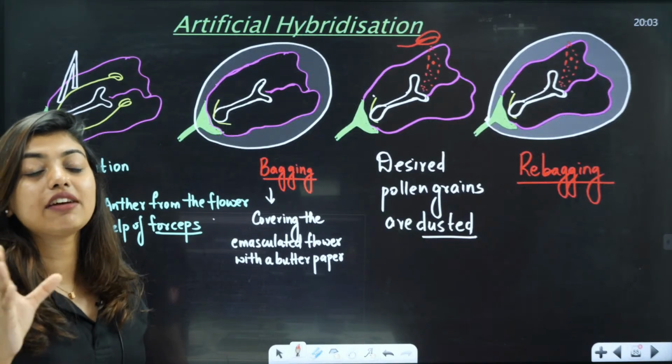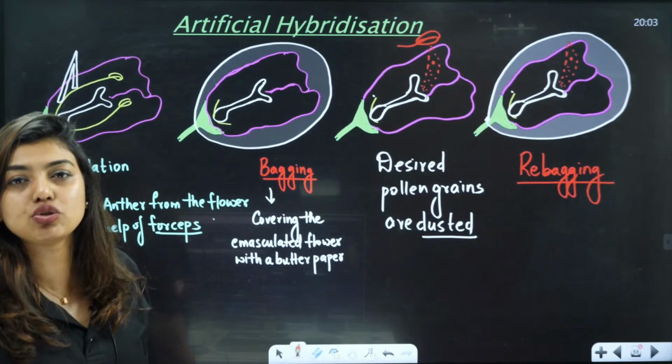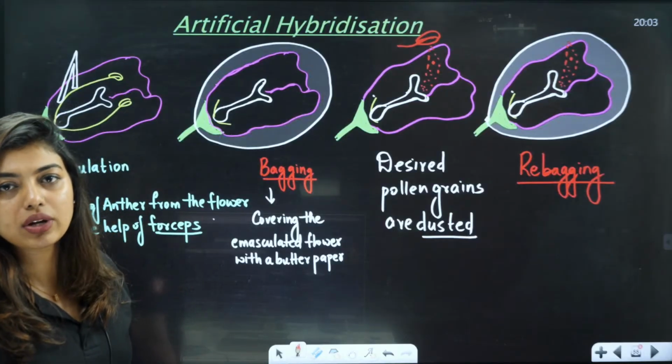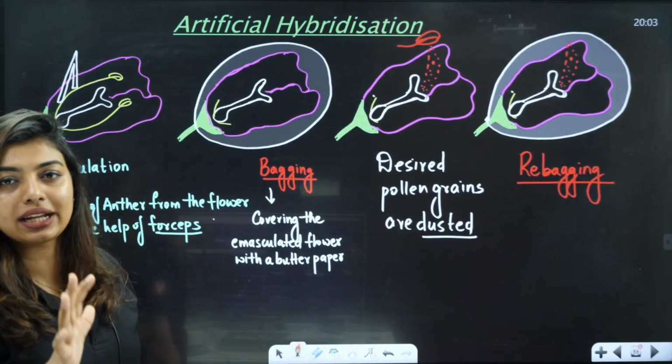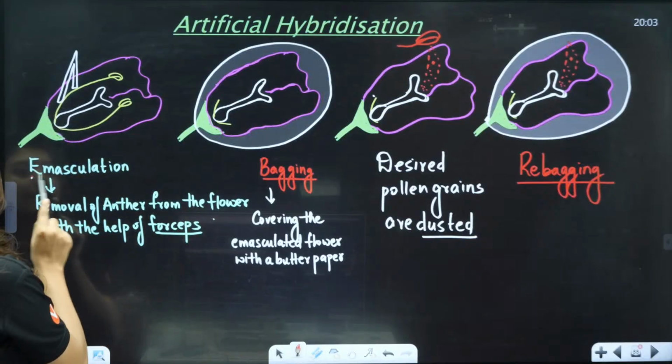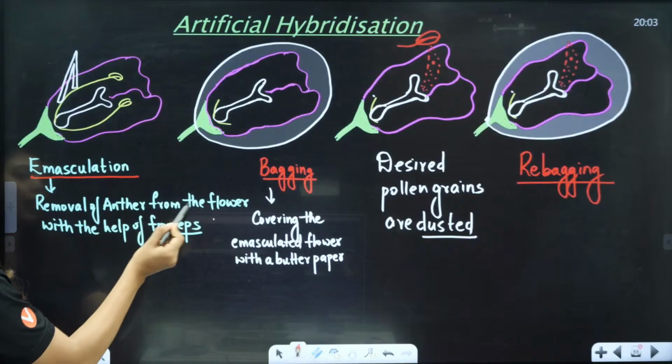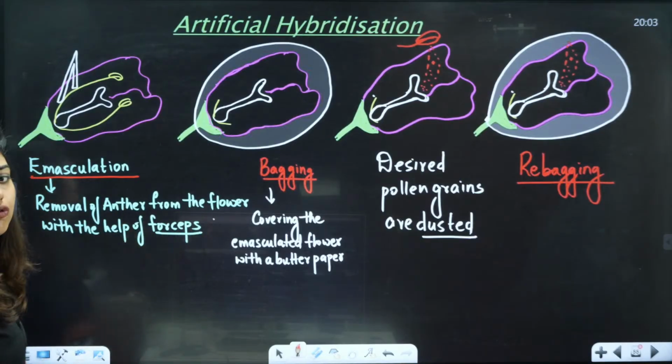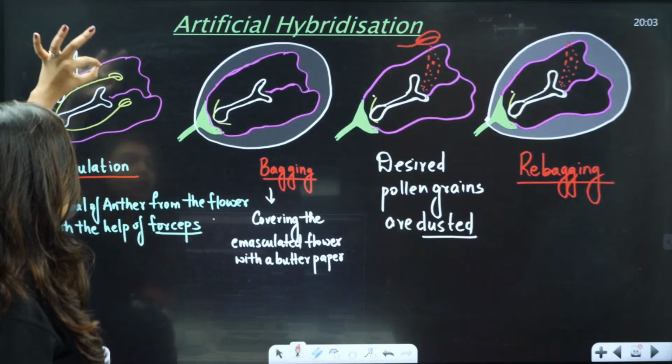This process is called emasculation. Okay, making it less masculine. In normal language, people use such words. Emasculation means removal of anther from the flower with the help of forceps. So now the anther will get removed.